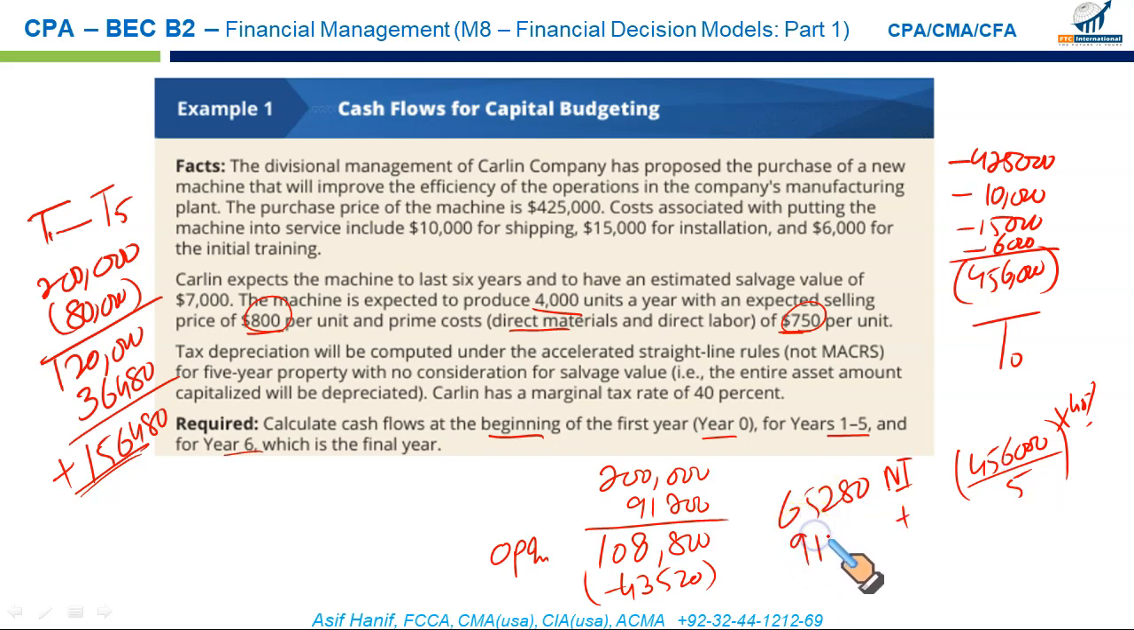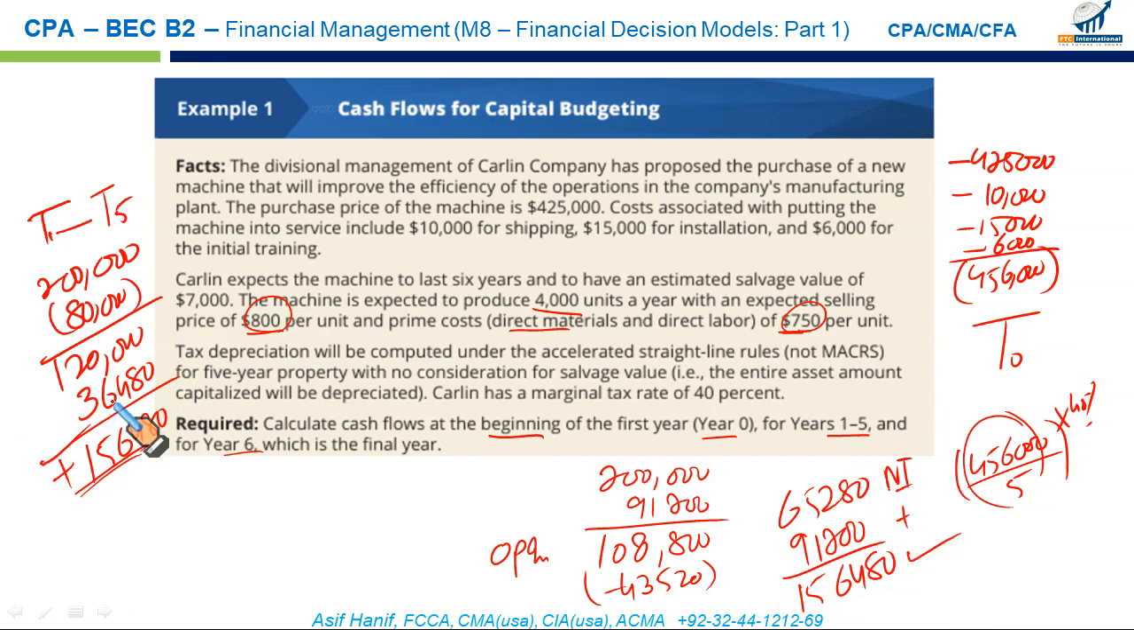So if you add back the depreciation expense in total to the net income, you should get your cash flows, which is exactly the same, 156,480. So either net income plus full depreciation expense, or after-tax cash flows, and to that we add depreciation tax shield. What is depreciation tax shield? Depreciation multiplied by the tax rate. So in both cases, the cash flow would be the same.